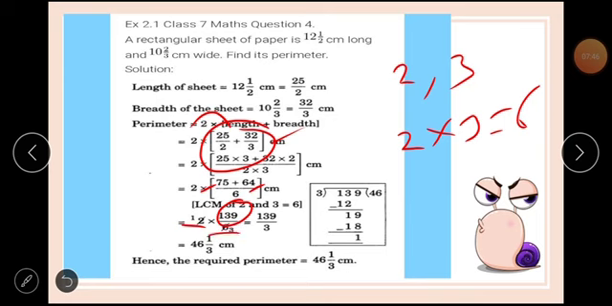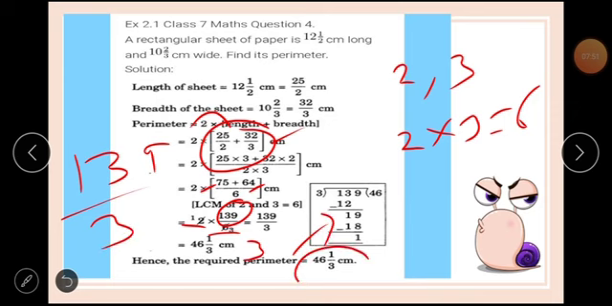And 2 1s are 2, 2 3s are 6. So you will get 139 upon 3. And now again you will convert into a mixed fraction. So your answer will be 46 whole 1 by 3 centimeter.